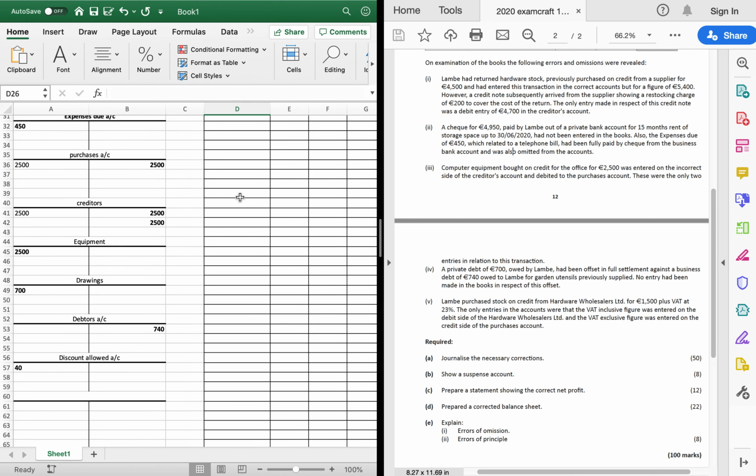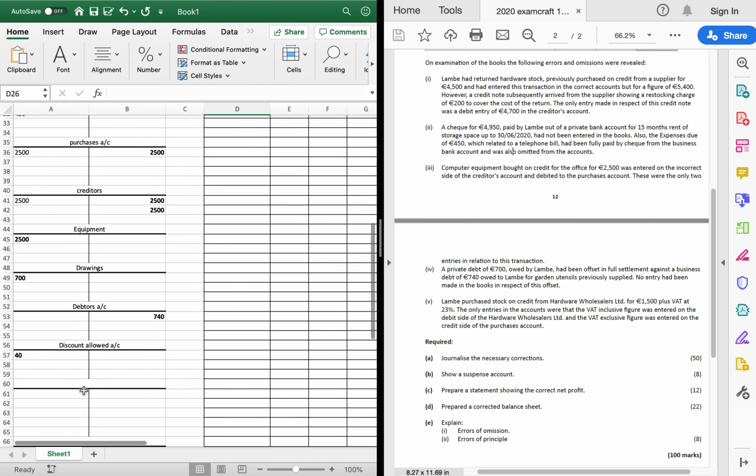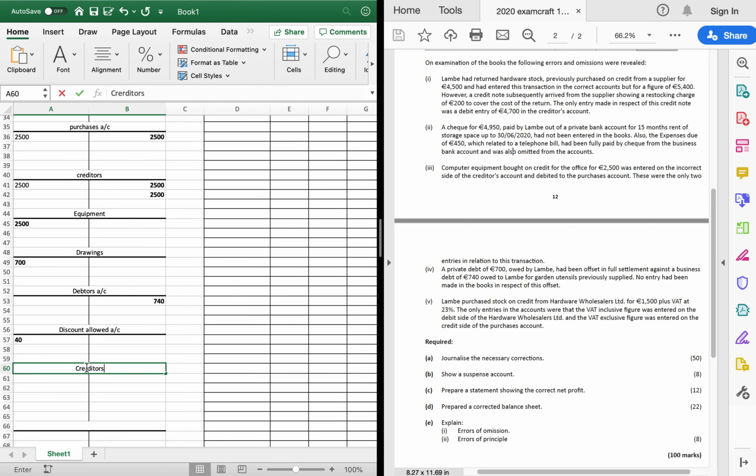All right, and then our last one. So Lambe purchased stock on credit. The fact that he purchased stock, we know it's purchases. That's where we're going from, for 1,500 plus VAT at 23%. The only entries made were the VAT inclusive figure entered on the debit side of Hardware Wholesalers Limited. That's who we bought them off. So Hardware Wholesalers Limited is a creditor. And he's put the VAT inclusive amount, 1,500 plus 23%, on the debit side there. So he's put 1,845 there.